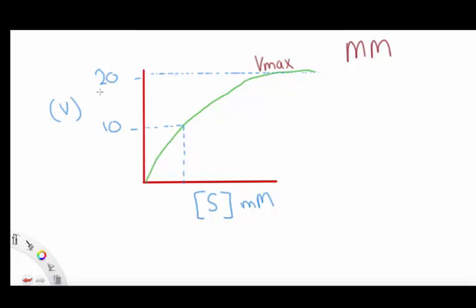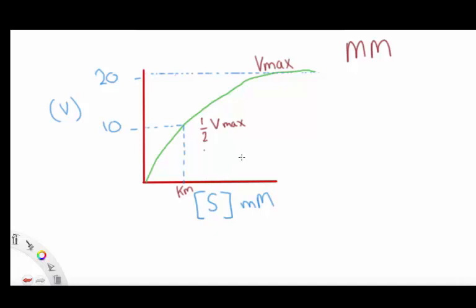So the next property is Km. How am I supposed to know how to represent the Km over here? Well, if we look right here, we said that the Vmax is 20. Half of the Vmax is going to be 10. So this point right here is what we call half Vmax. And the substrate concentration at half of Vmax is what we call the Km.